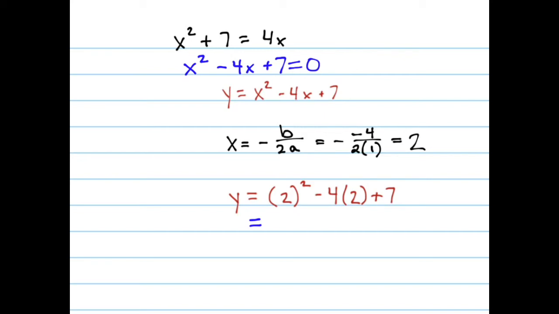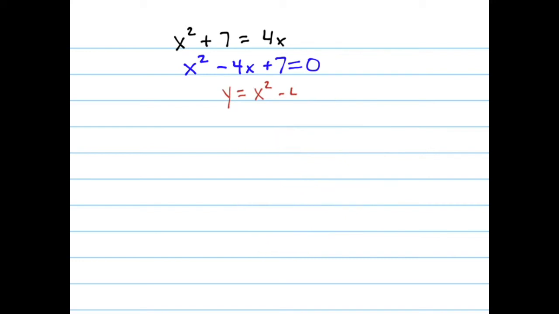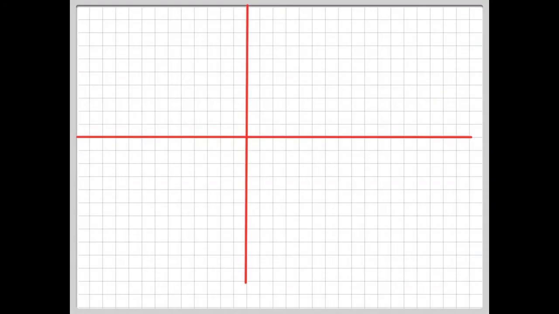All right, so what do we get for y? Y equals 3. Okay, there's our vertex. So our axis of symmetry is x equals 2, our vertex is 2, 3. Yep, iPad's having a weird day. So we put our axis of symmetry there, x equals 2, and our vertex is 2, 3.